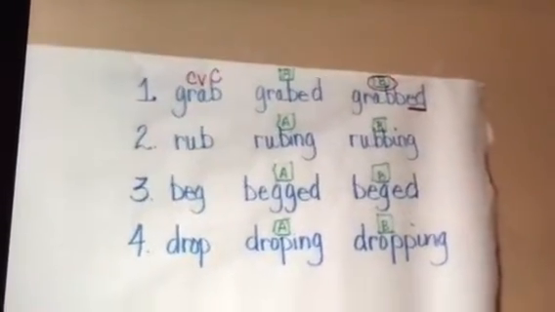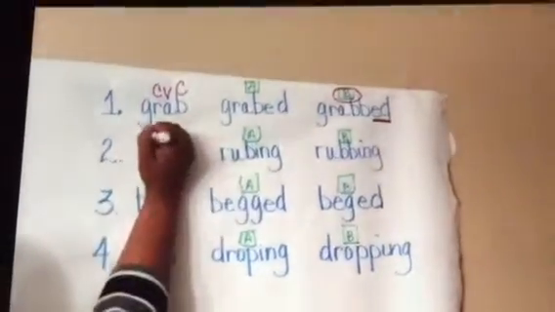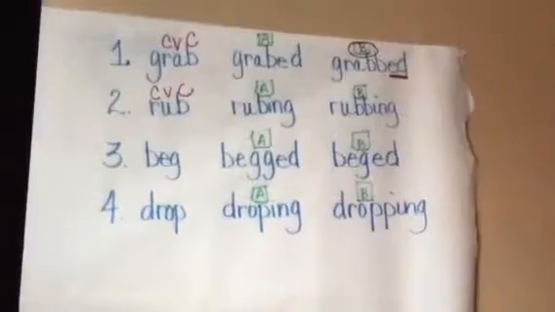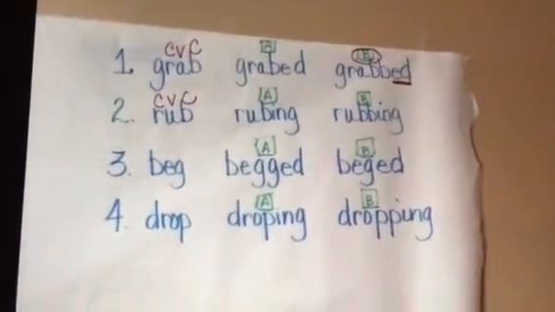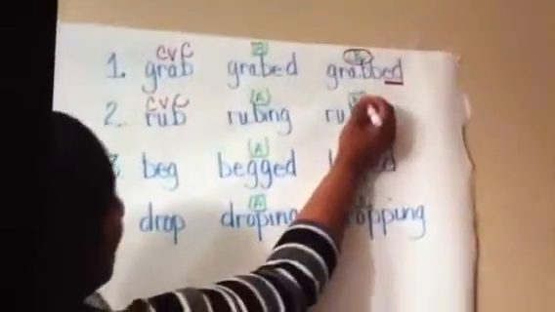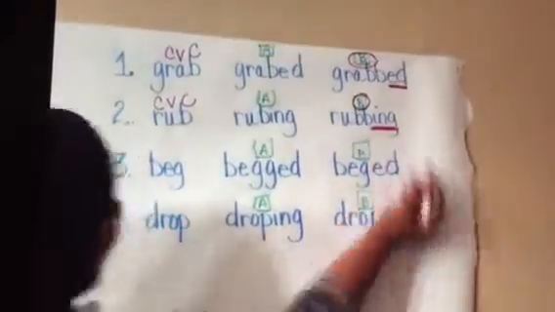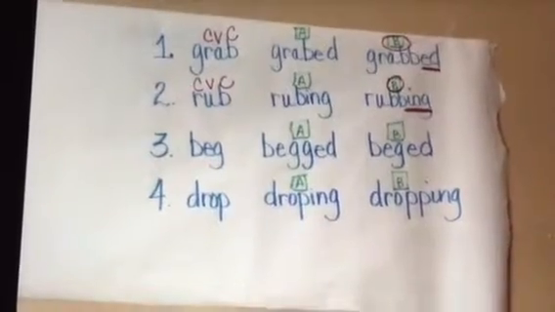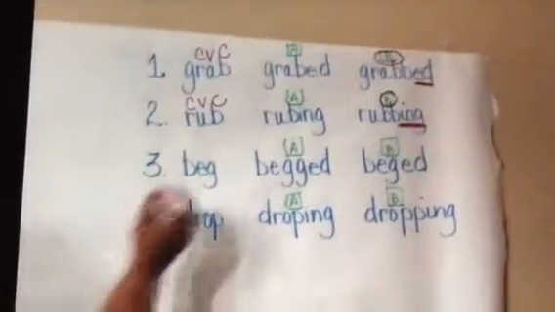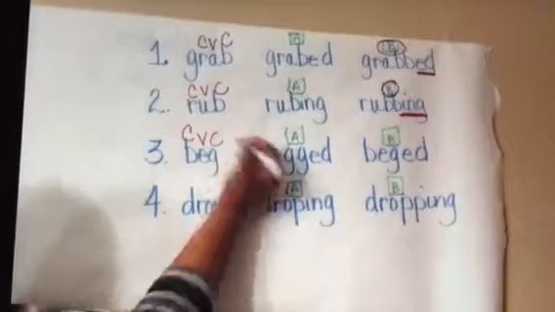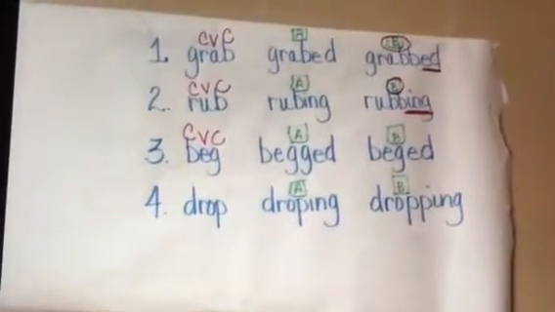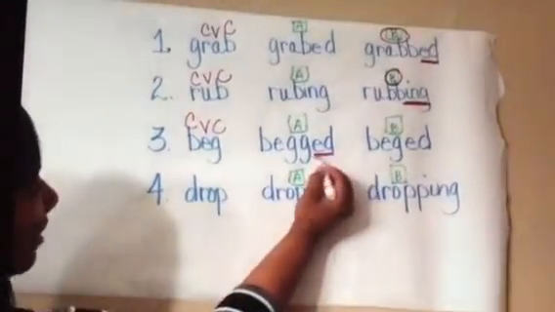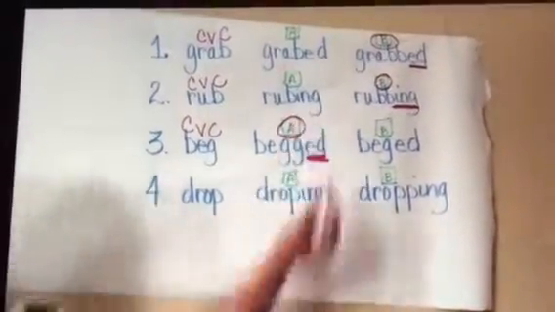Let's look at number 2. We have rubbed. We have consonant, vowel, consonant. We need to double that last consonant before we add the ing on the ending. So again, B would be the correct answer. How about number 3 for beg? Beg. Consonant, vowel, consonant. And we're going to double the consonant, which is a G, before we put the ed on the end of it. So the answer would be A.